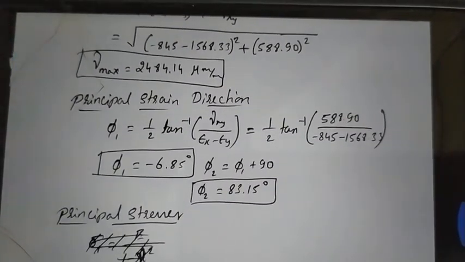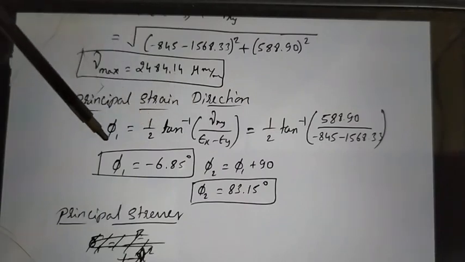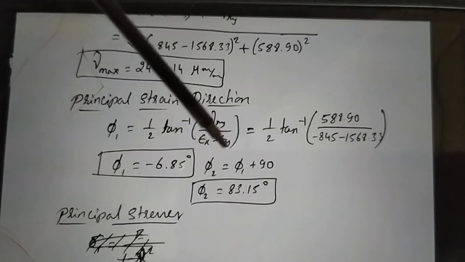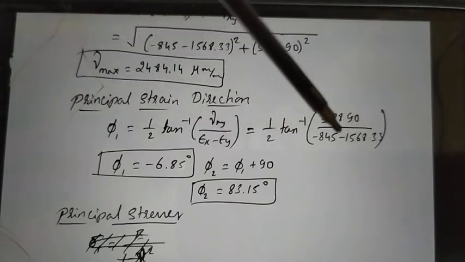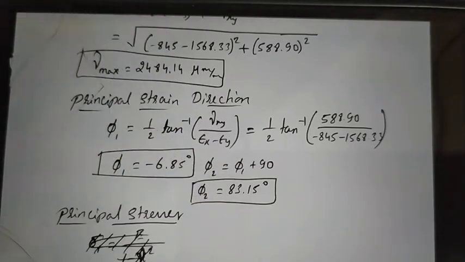Principal directions. So principal directions you can determine by this equation, that is phi 1 is equal to half of tan inverse of gamma xy by epsilon x minus epsilon y. If you substitute the values in this term, you get phi 1. If you add 90 degrees, you will get phi 2.